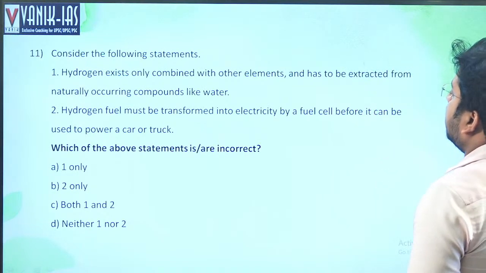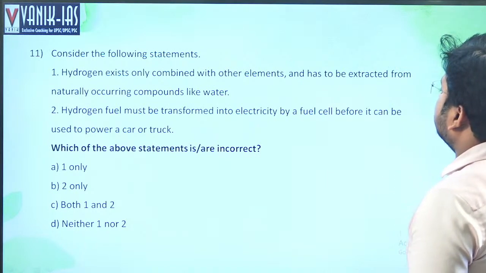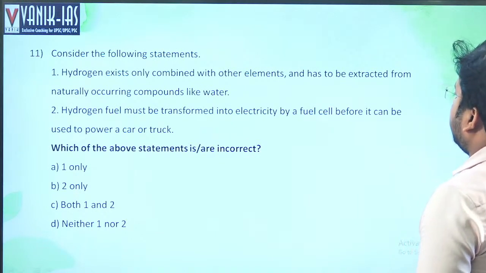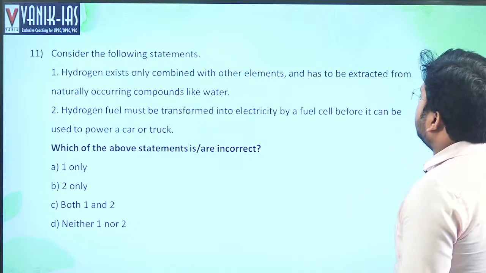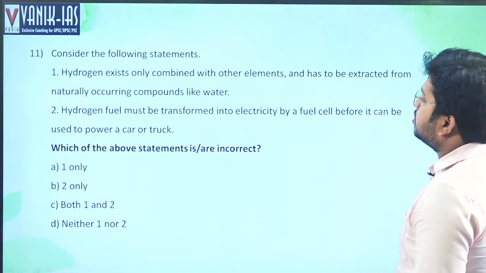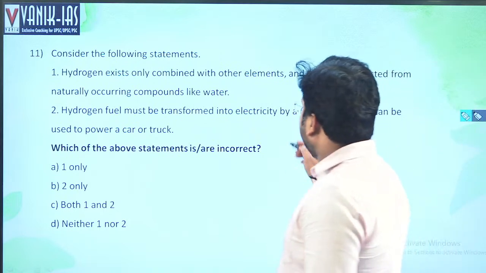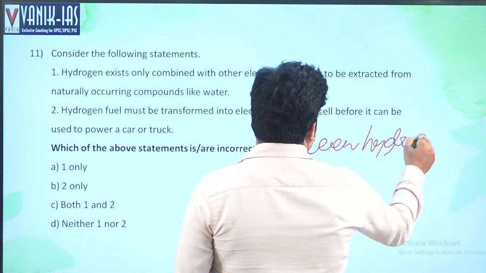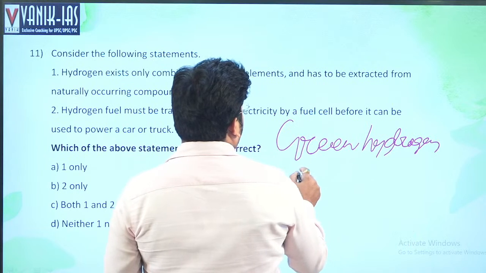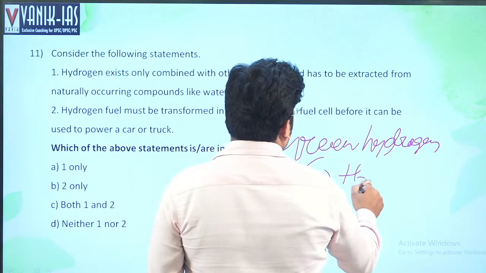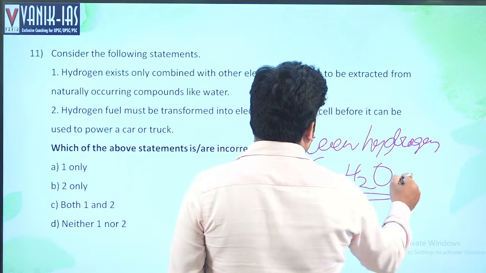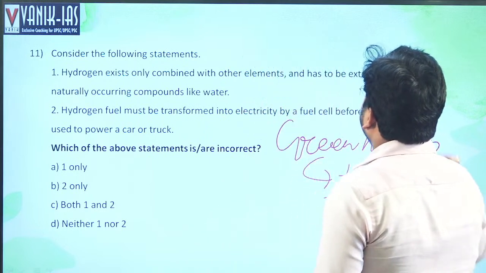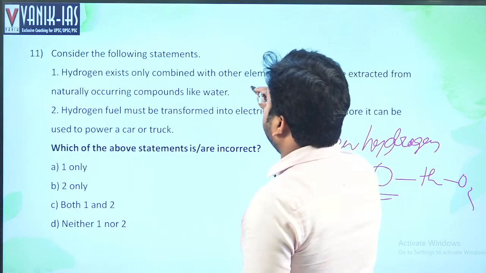Consider the following statements. Hydrogen exists only combined with other elements and has to be extracted from naturally occurring compounds like water. Yes, H2O, we have green hydrogen. How is green hydrogen created? Water gets divided into hydrogen and oxygen. That is called green hydrogen. So it has to be extracted from naturally occurring compounds like water.